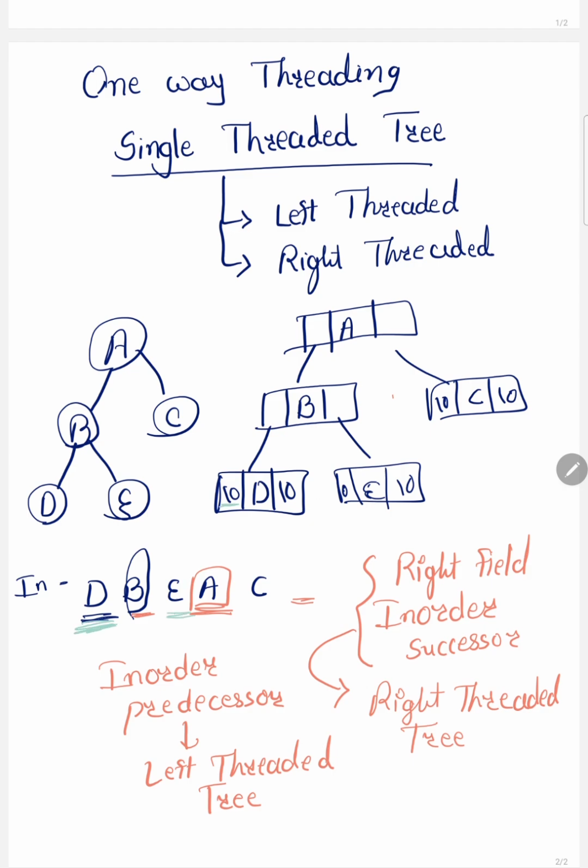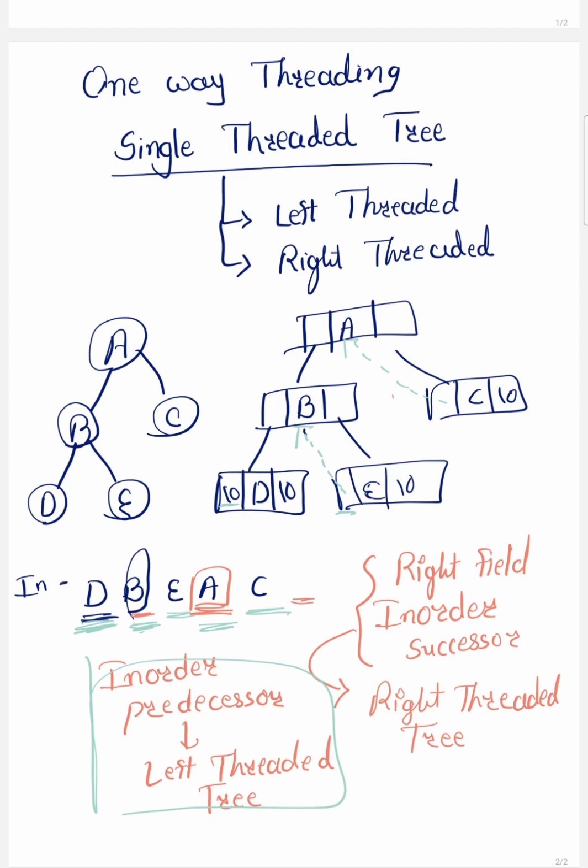Now E is having a predecessor, that's B, right? So we replace this null with the address of B, right? So that is a left thread. Similarly, C is having a predecessor, that's A, so this null would be replaced with the address of A, right? So this results in a left threaded tree. I hope you understood this, right? So it makes traversing more convenient.